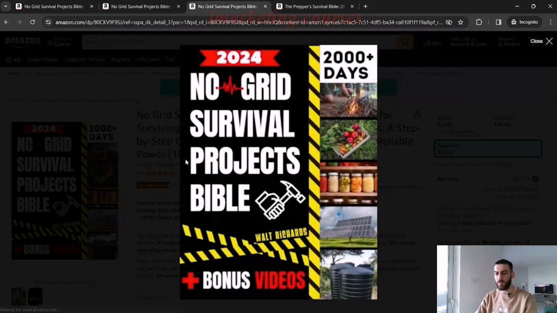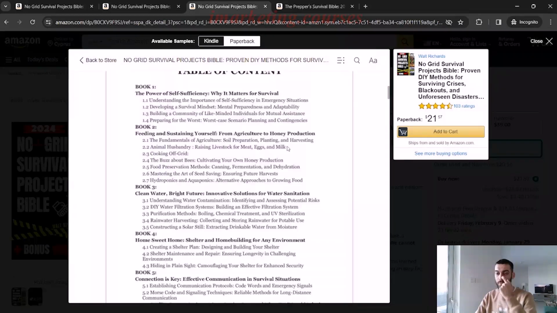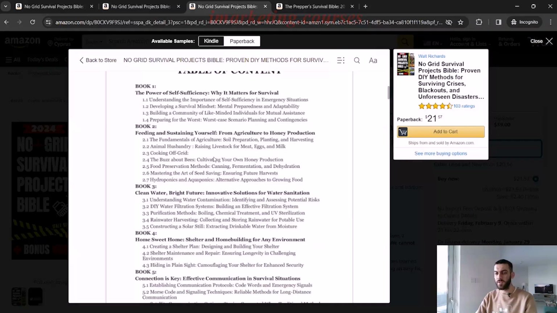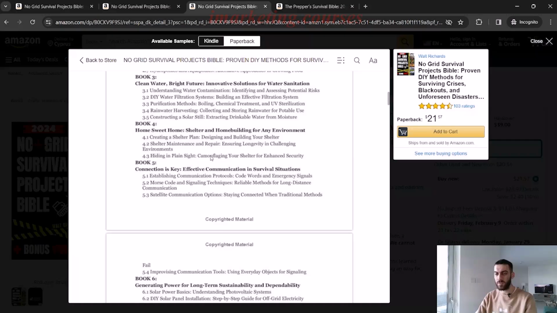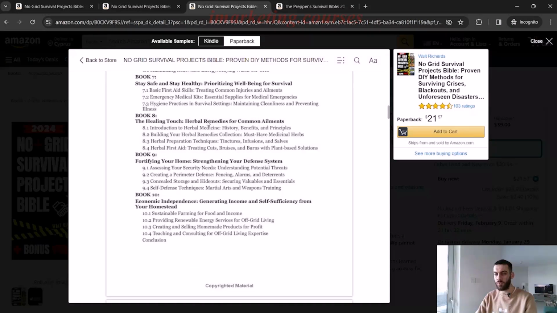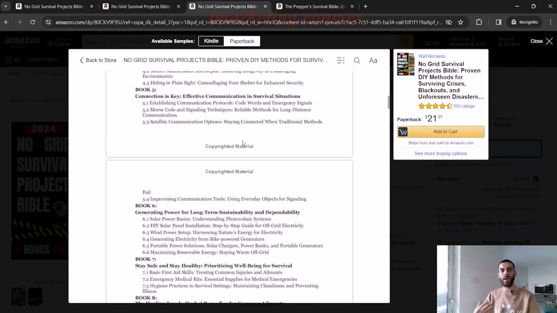And let's look at one final one. Let's look at this guy's table of contents. Probably the same thing. Power of self-sufficiency, literally the exact same thing again and again. Clean water, shelter, communications, herbal remedies. So there we go. You can go through and basically extract all the information that you need to create your own outline. So you can start slowly forming what the chapters of your book are going to be and what each chapter is going to talk about. Now you can just open up a random Word file and start writing it down.